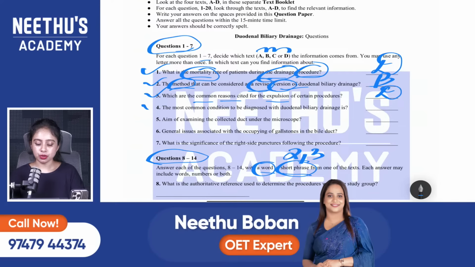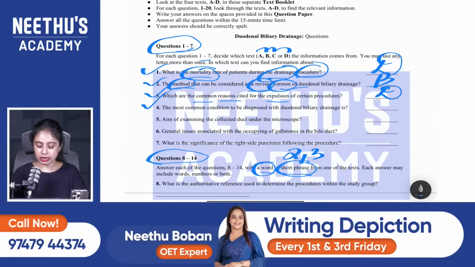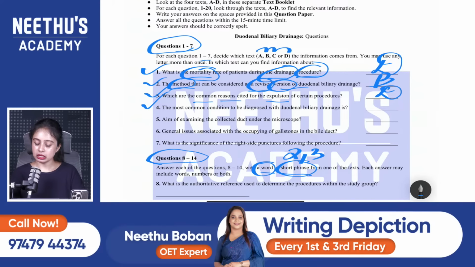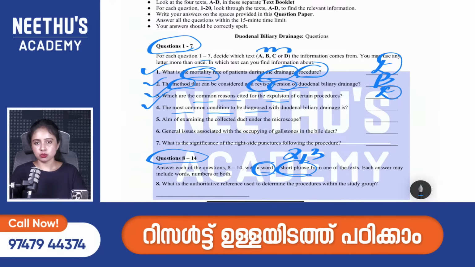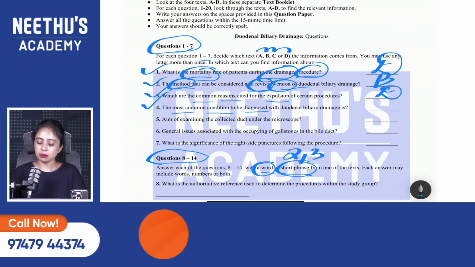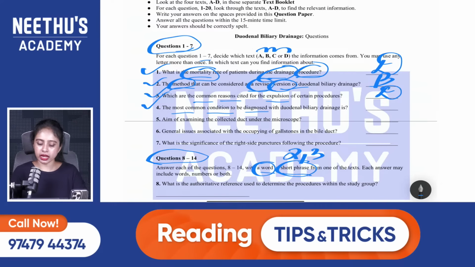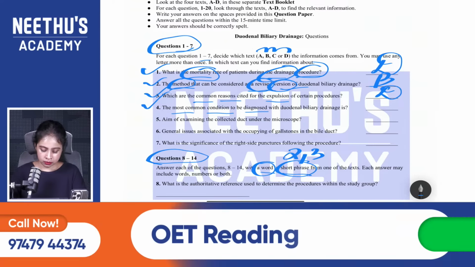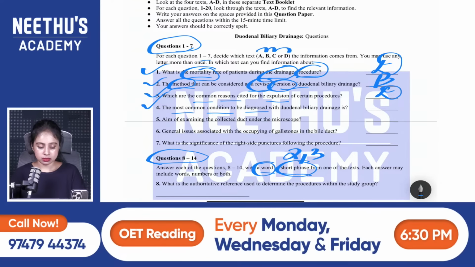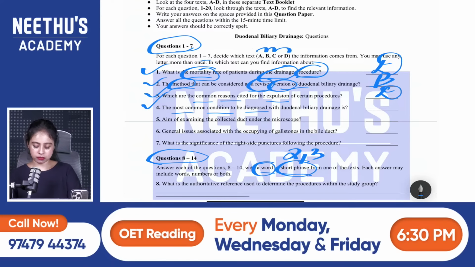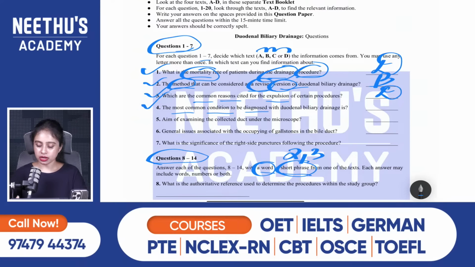Fourth one: the most common condition to be diagnosed with duodenal biliary drainage. So what is the common condition which you can diagnose along with duodenal biliary drainage? Fourth one. What is the other condition which we are diagnosing? Very good, Alfonso. The answer is A. A is the right answer.